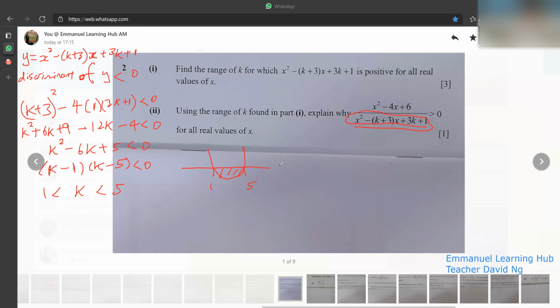If I use the range of values of k, that means my x squared minus 4x plus 6 would be greater than 0, because the bottom is always positive. So you just need to consider the numerator. If I consider just the numerator, you have to find the discriminant of this.